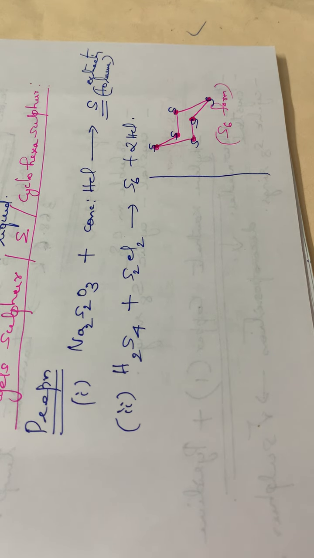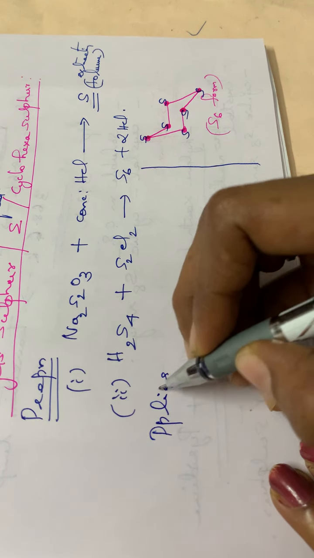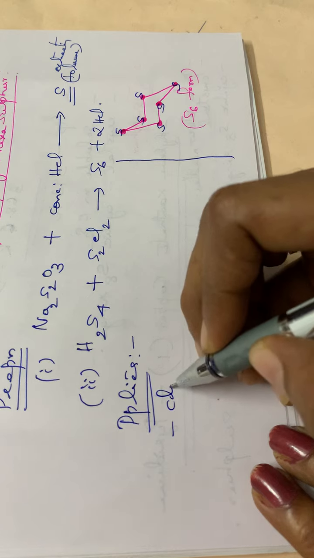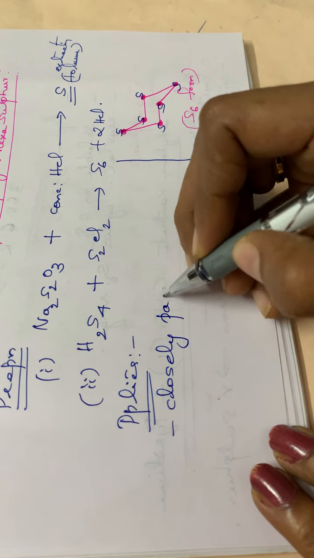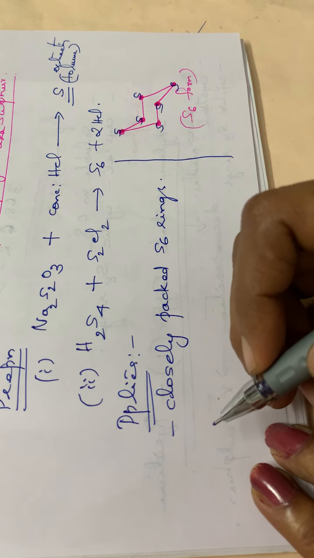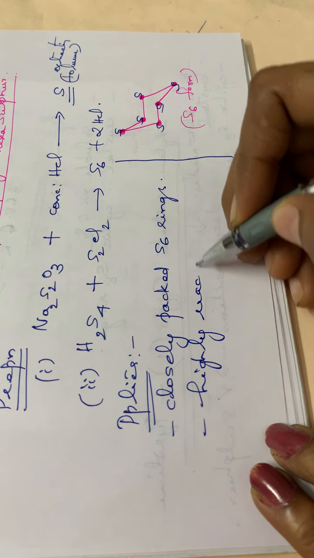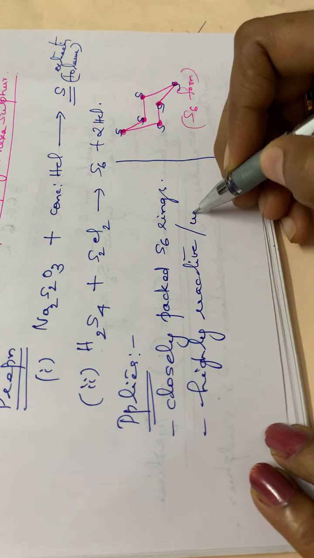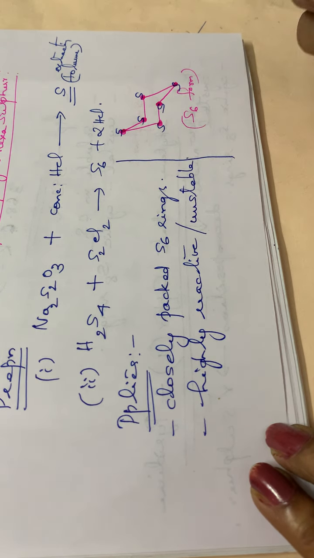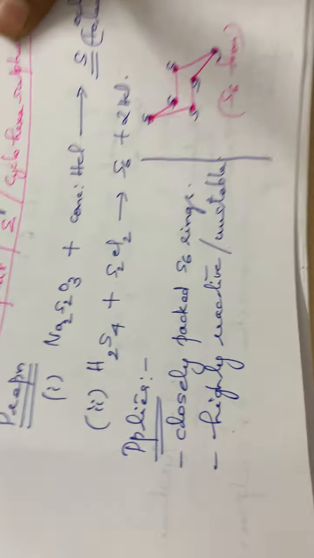Okay, and also coming to the properties, it has got closely packed S6 rings. Then highly reactive. Highly reactive means highly unstable, isn't it? This S6 form is highly reactive and highly unstable. So this is about angel sulfur. You have to note down the structure as well. Okay.